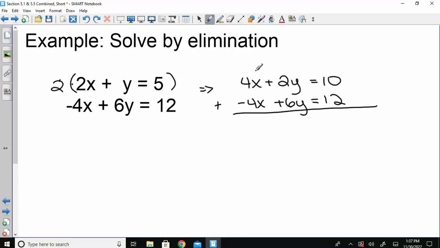And when I add these, 4x plus negative 4x cancels. 2y plus 6y is 8y equals 22. Divide by 8, so 22 over 8 would reduce to 11 over 4.